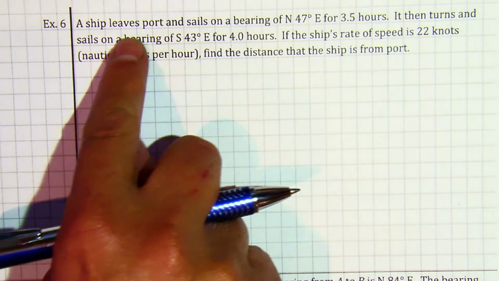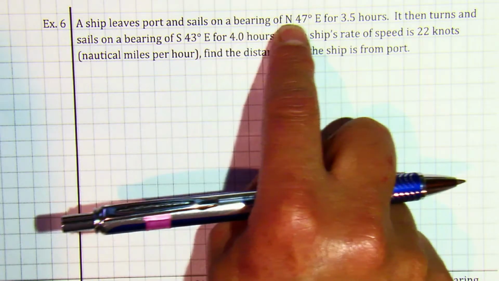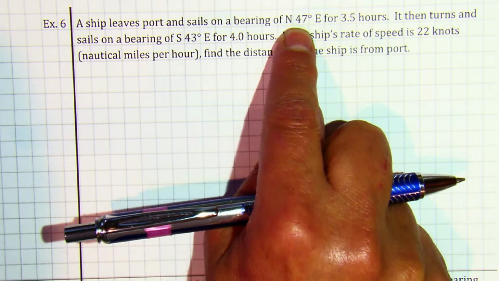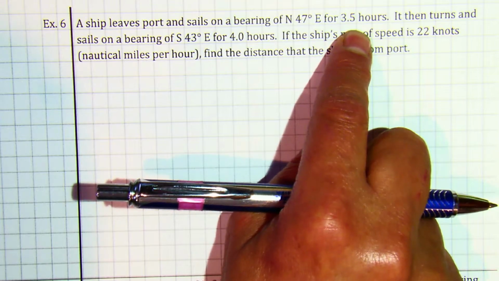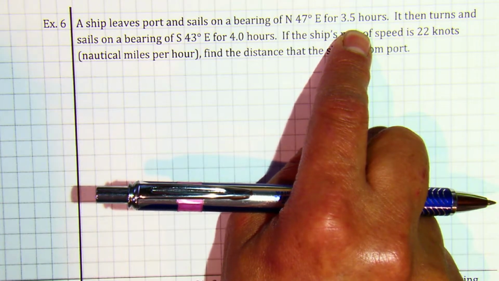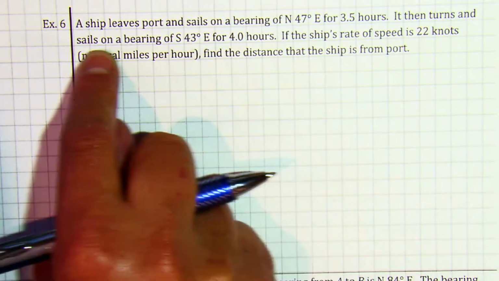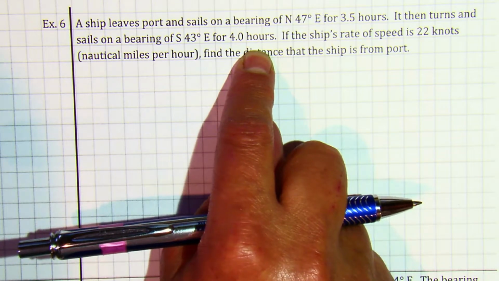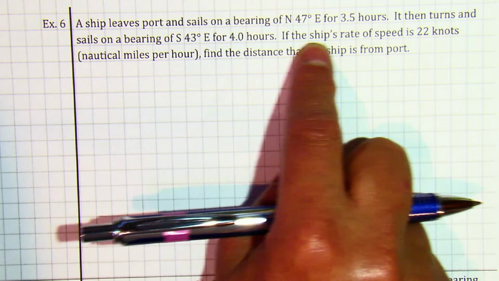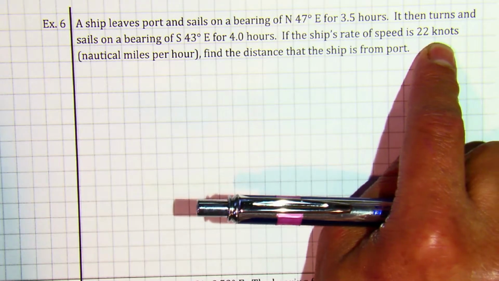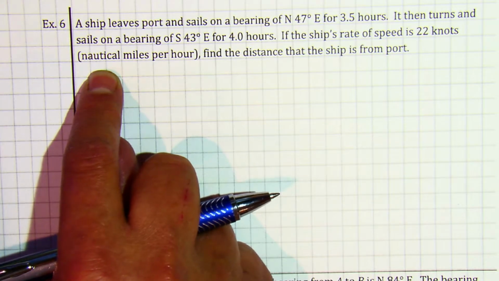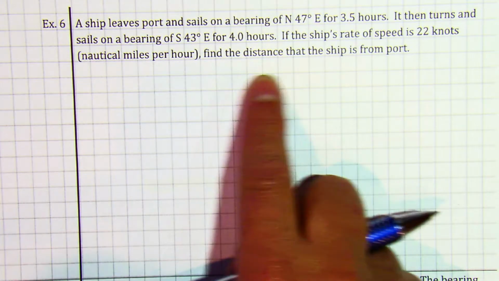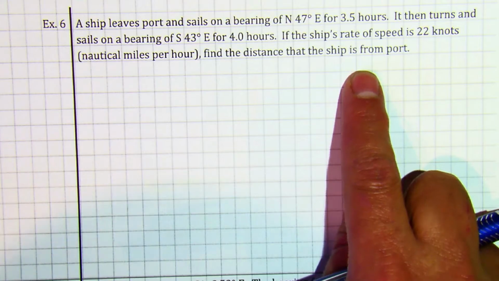So a ship leaves port and sails on a bearing of north 47 degrees east for 3.5 hours. It then turns and sails on a bearing of south 43 degrees east for 4 more hours. If the ship's rate of speed is 22 knots, miles per hour, nautical miles per hour, find the distance that the ship is from the port.